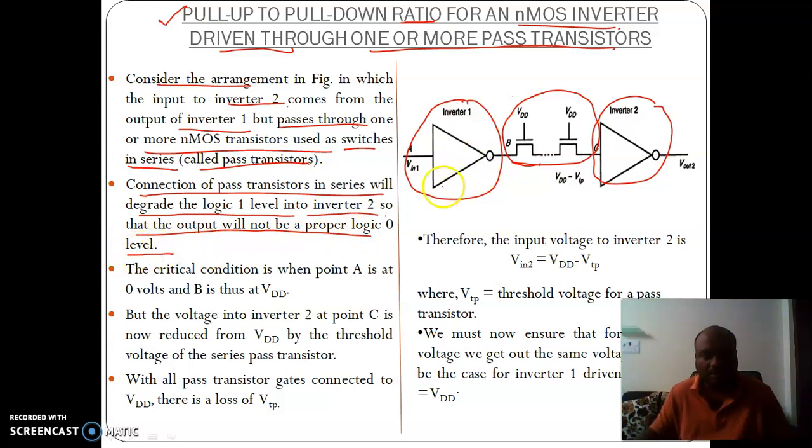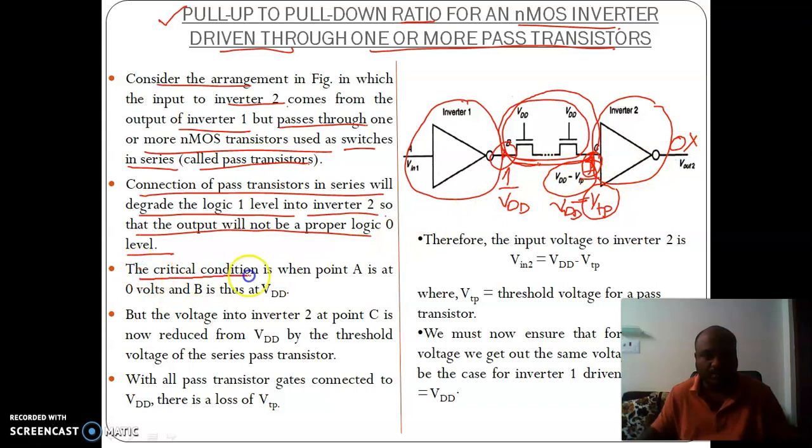With pass transistors connected between inverter 1 and inverter 2, what happens? Let us consider a logic 1 level at the output of inverter 1. This will not be a proper logic 1 at the input of inverter 2, because it gets degraded by this connection. If this is VDD, it is degraded, and the remaining amount is VDD minus VTP, where VTP is the pass transistor threshold voltage. Because of that, your output may not be a proper logical 0.